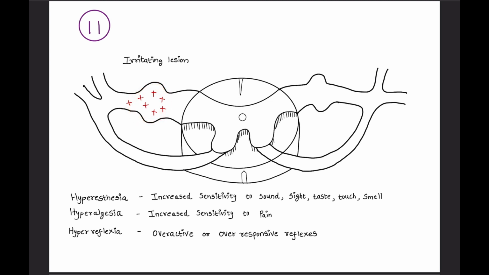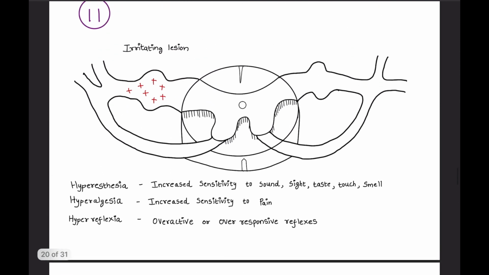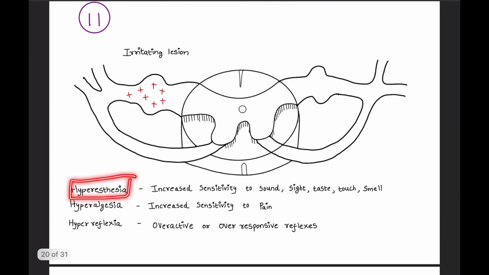the lesions in the dorsal root are of two types. If the lesion is an irritating type, then the patient will have clinical features such as hyperesthesia, hyperalgesia and hyperreflexia. The other type is a destructive lesion. We will discuss this later. Hyperesthesia means increased sensitivity to sound, sight, taste, touch and smell. Hyperalgesia means increased sensitivity to pain. Hyperreflexia, you know, is overactive, over-responsive reflexes.